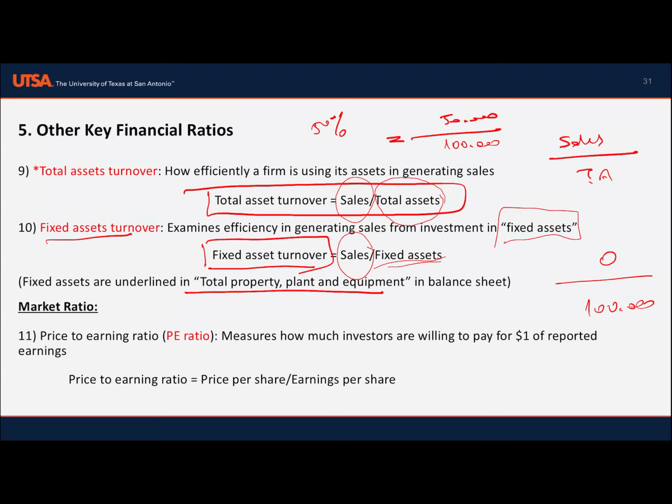Let's look at market ratios, the price to earnings ratio. We also call it PE ratio. It measures how much investors are willing to pay for $1 of reported earnings. Let's look at the calculation. The price to earnings ratio is price per share over earnings per share.